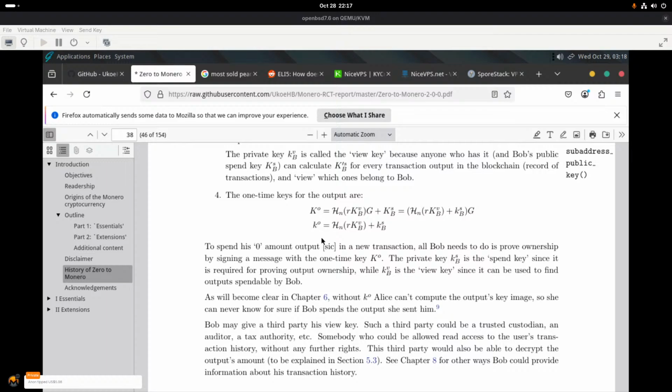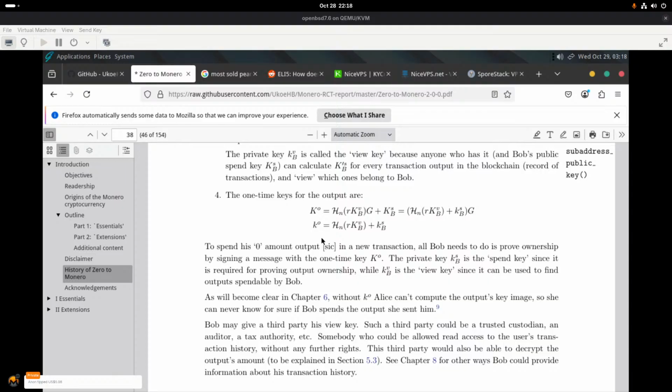The private key is the spend key, since it is required for providing proof of ownership. Well, because you own this key, you're signing it. You're like, I own this. The view key is how you do it when you're doing a cold wallet transaction.